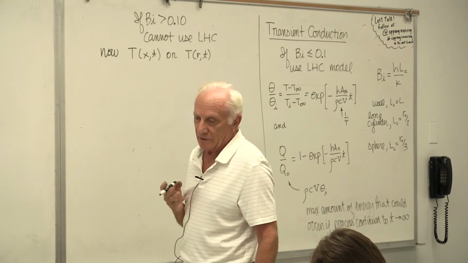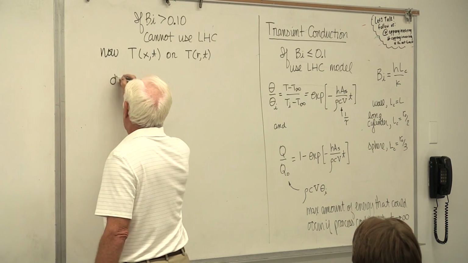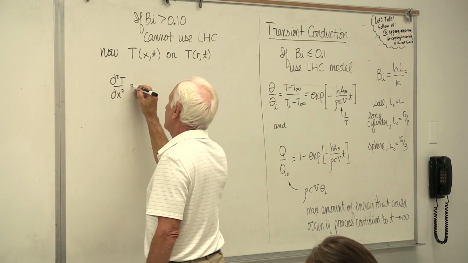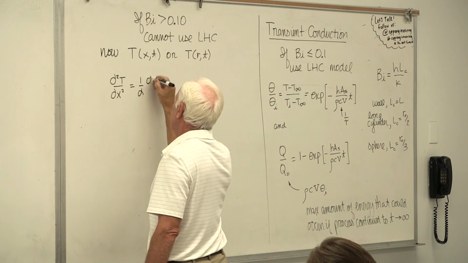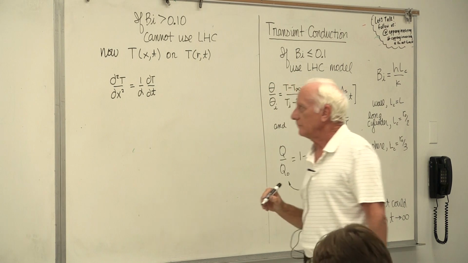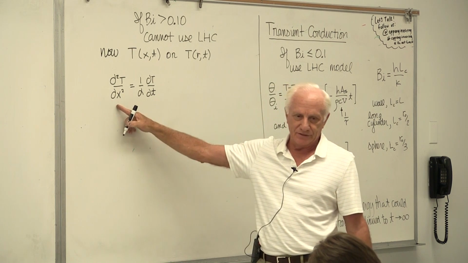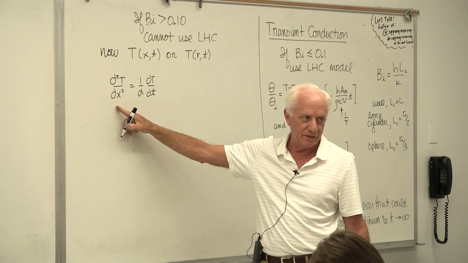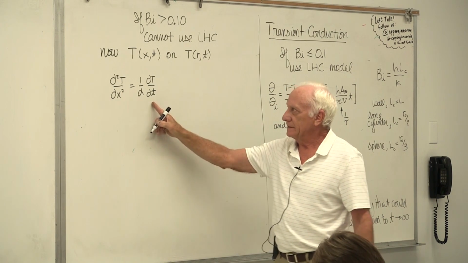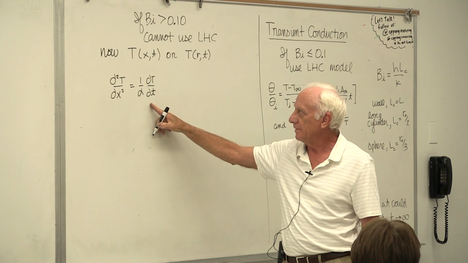Now we have to go back to the governing partial differential equation from chapter 2, which is the second partial of T with respect to x squared, for a wall, equal to 1 over alpha times dT dt. In words, the left-hand side is the net conduction heat transfer in the x direction. The right-hand side is the time rate of change of energy stored in the object.